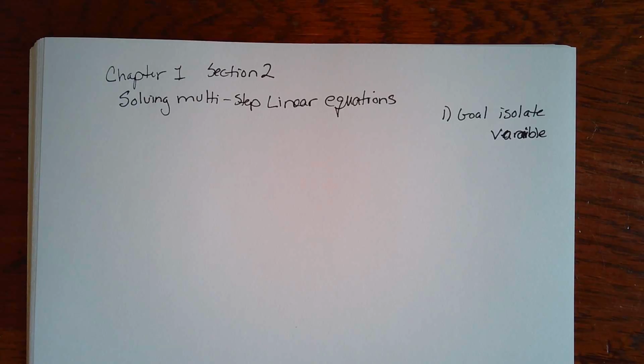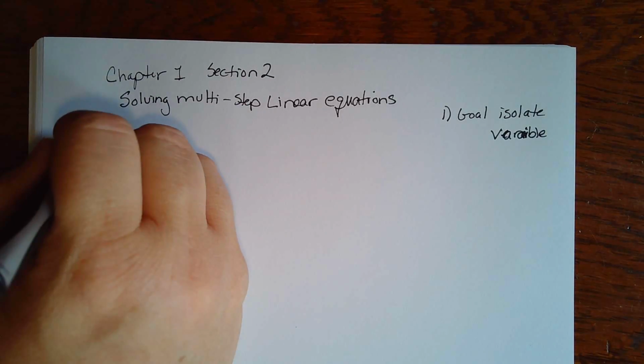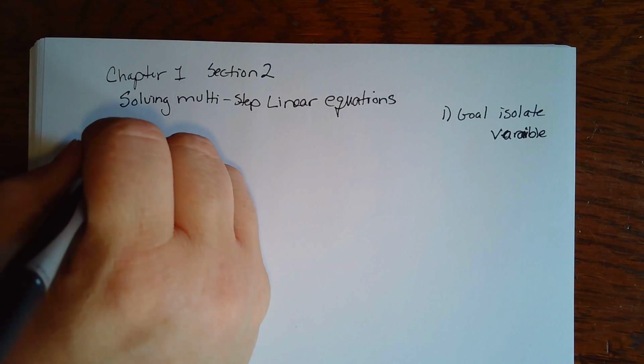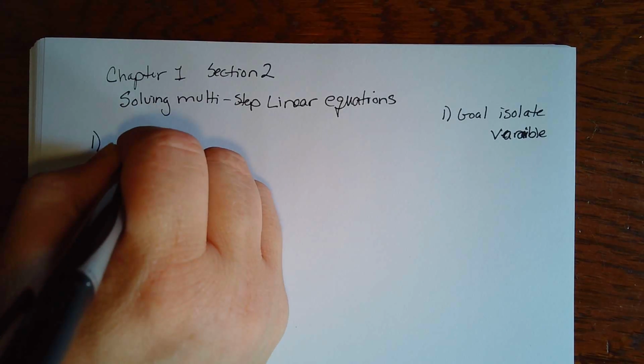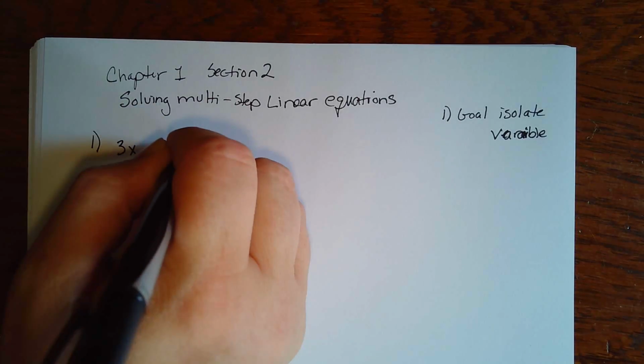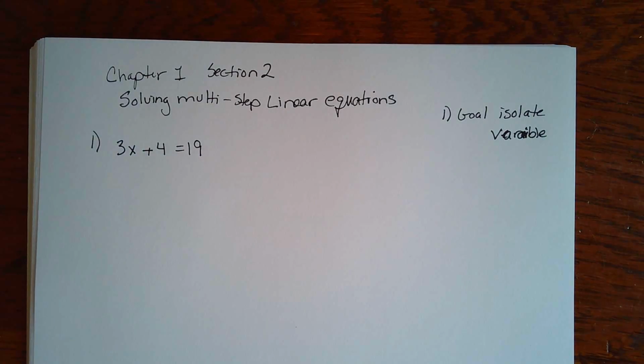So let's look in our note packet again. We are going to be on page 10 today, and I want to look at a handful of questions just to get your juices flowing to see what steps we need to do. So let's look at example 1. In example 1, I have 3x plus 4 equals 19. Now, let's take and isolate our variable.